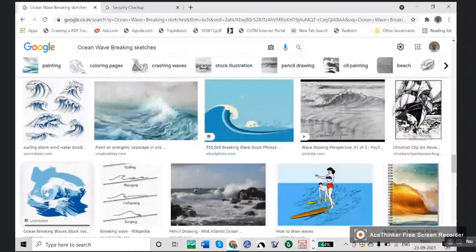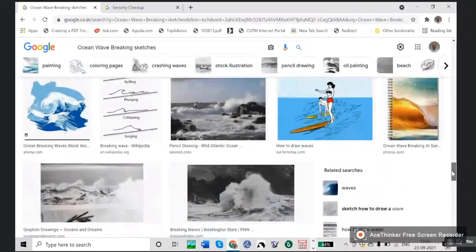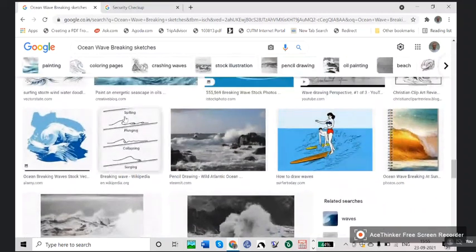See, there are different types of breaking. There are actually four types of breaking. One is called spilling breaking, plunging breaking, collapsing breaking, and surging breaking. Now, these four types of breaking will depend upon the slope of the beach.